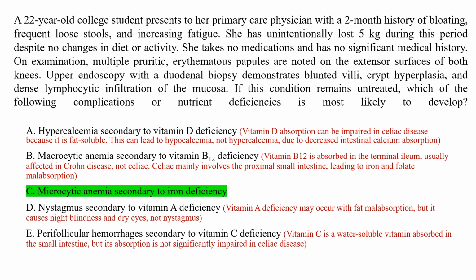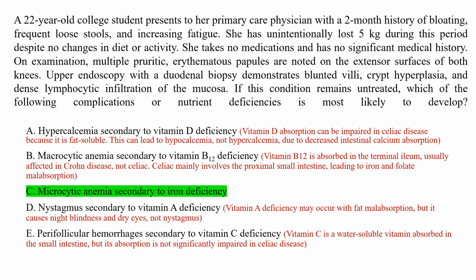And option B is incorrect because vitamin B12 absorption occurs in the terminal ileum and is most commonly impaired in conditions like Crohn's disease and not celiac disease. Although celiac disease may rarely affect the ileum, its primary impact is on the proximal small bowel, where iron and folate absorption occur. Therefore, iron deficiency anemia is far more typical than vitamin B12 deficiency in this setting.